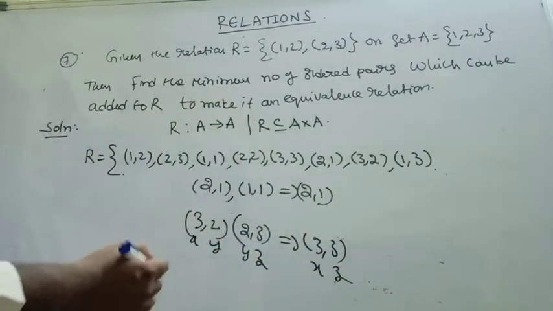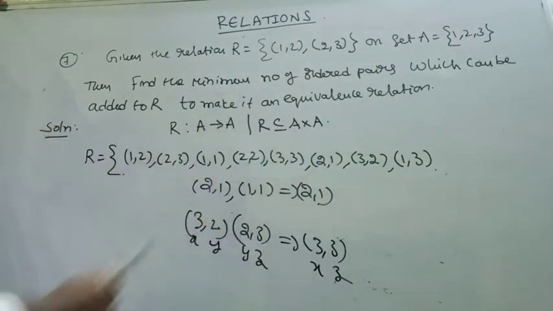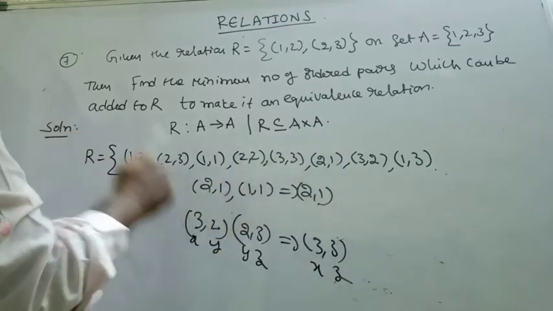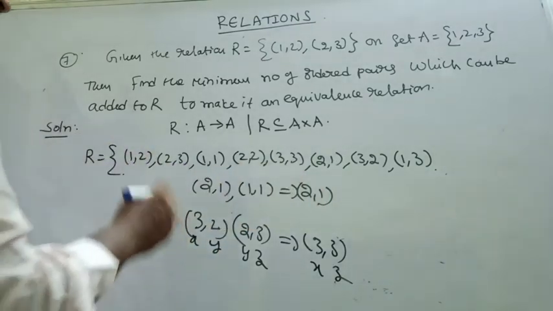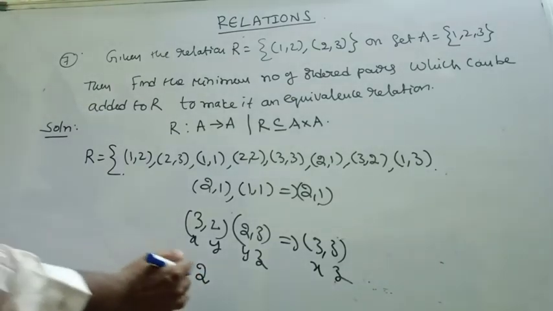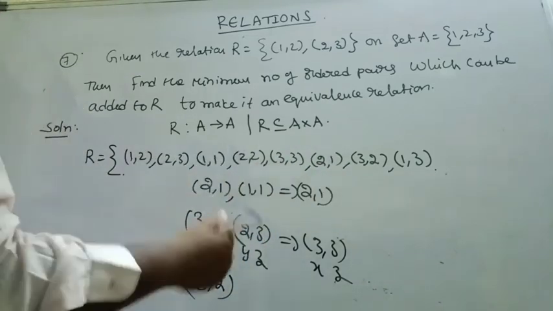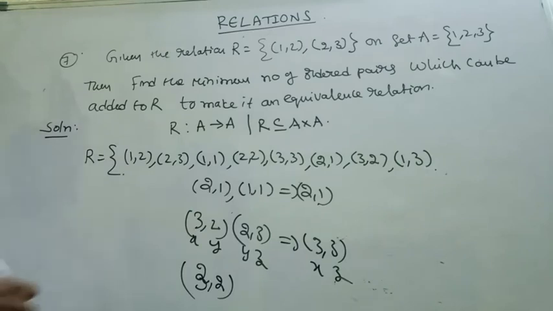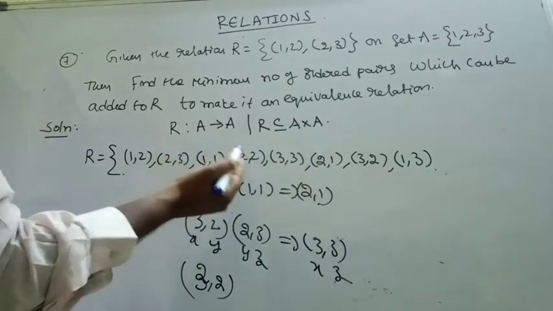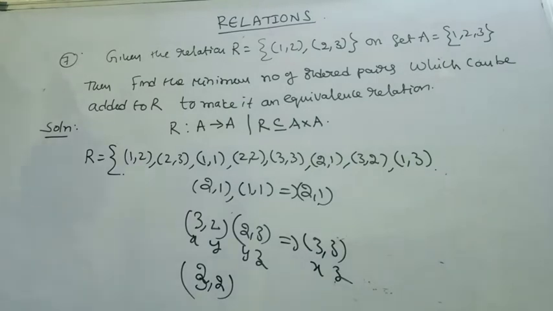Next we have to think of a different kind. (2,1) is there, (1,2) is there, (2,2) should be there, (2,2) is there. (2,1) is there, (2,3) is there, (2,3) should be there. Next, (3,2) and (2,3), (3,3) is there, no problem. Next (2,1), (1,2), (2,2) is there. Next (3,2), (2,3), (3,3) is there. (1,3), (3,3), (1,3) is there. To become transitive, we have checked all the possibilities.